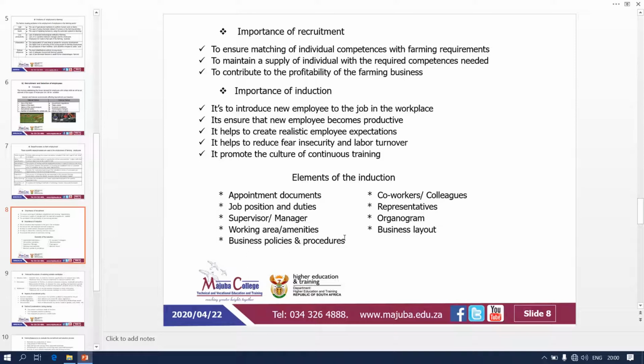Business policies and procedures. Remember, we spoke about recruitment policy. Introduce the person to co-workers and to the union representatives. The organogram: you must see the organogram. How big is the business? The business layout. Remember, we dealt with the organogram in module 1, lesson 3. Business layout: a person must know the buildings and so on. Let's move forward.